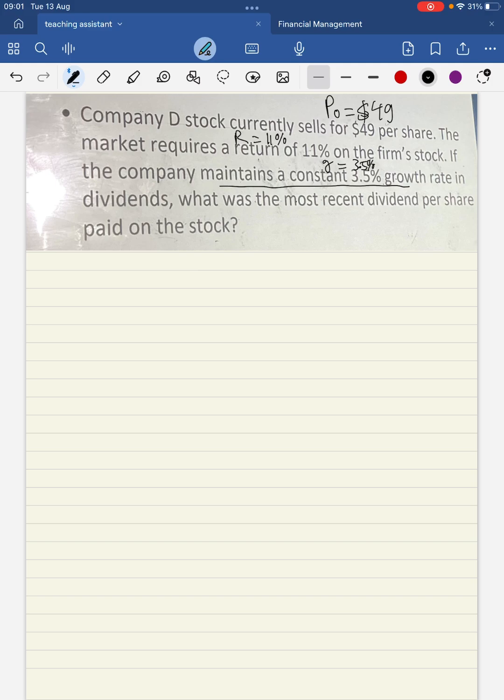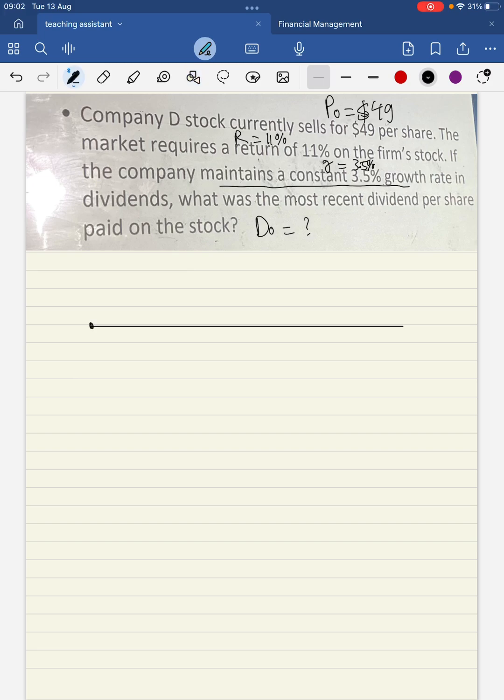And we are asked what was the most recent dividend per share paid on the stock. So when did the most recent dividend take place? Of course, at the current time. So we are asked to answer what is D0. To do this exercise, we first need to draw a timeline. And a timeline could look like this.